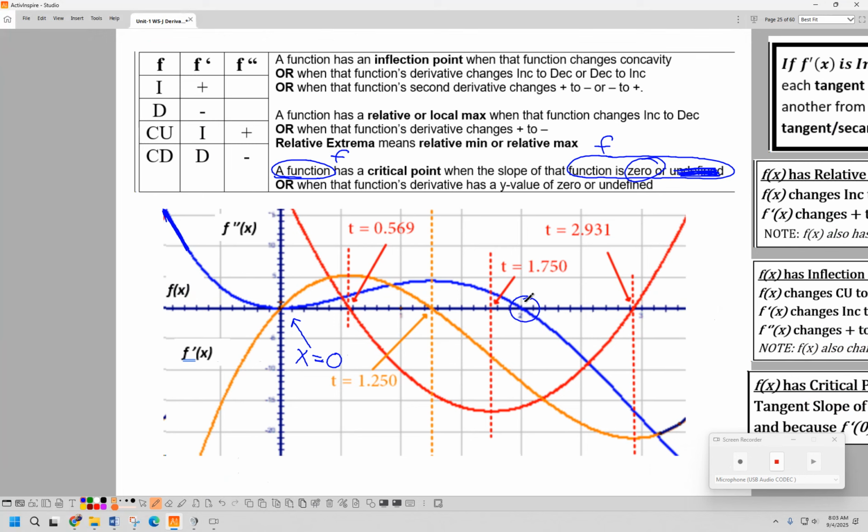Right there, f has a value of 0, but a critical point of f is where f has a slope that is 0. So the slope of f at that moment, again, 2 for Ella, is not 0. So this would not be a critical point of f. Does that make sense, Ella? Where else does f have a critical point?